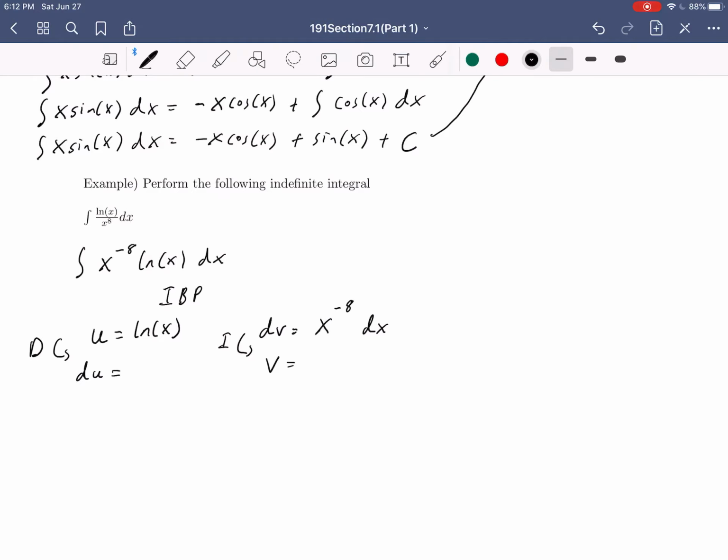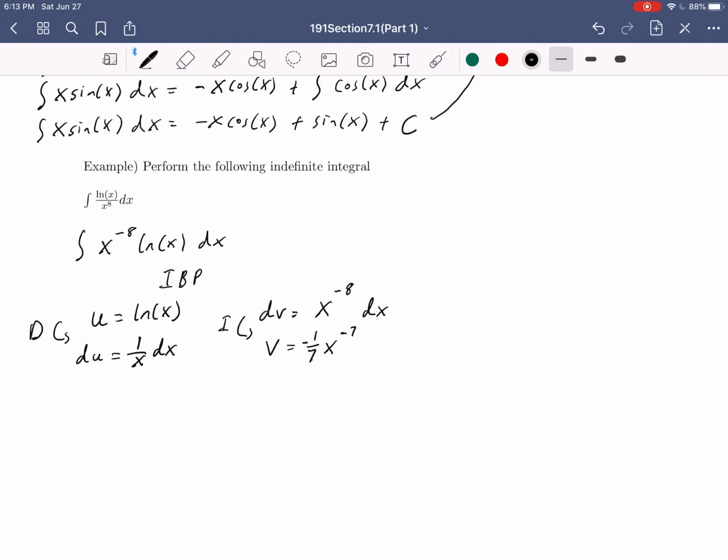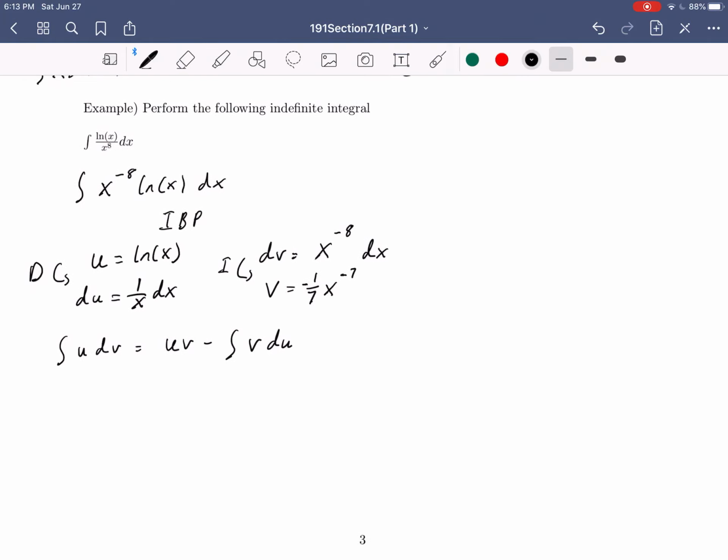Du, the derivative of ln x, that's nice and easy. That's just 1 over x dx. And the integral of x to the minus 8, well, it's going to be x to the minus 7, and then the reciprocal, so negative 1/7. All right, now our formula, the integral u dv, is going to be uv minus the integral of v du, always going to be using that.